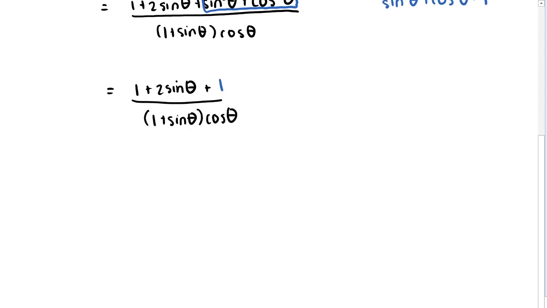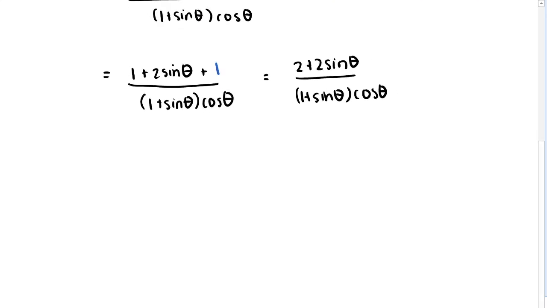And so from here, we've got 1 plus 2 sine of theta plus 1. That's 2 plus 2 sine of theta over 1 plus sine of theta times cosine of theta. And now we can only cancel or reduce in a fraction when the numerator is factored and the denominator is factored. Then we can cancel out a common factor between the numerator and the denominator. And so let's factor out that numerator, noticing that there's a common factor of 2.